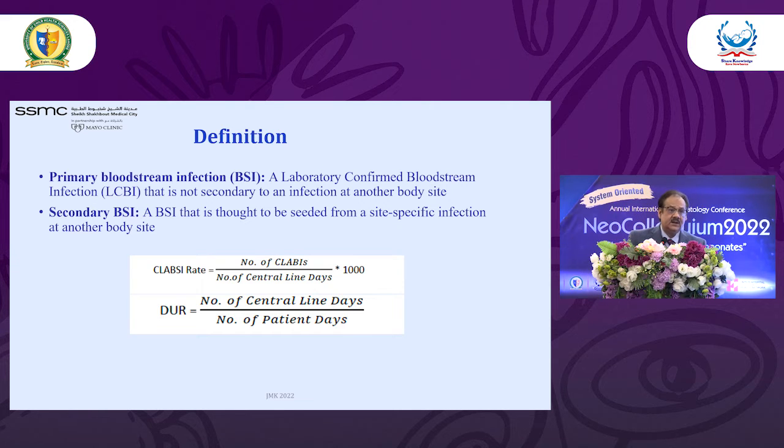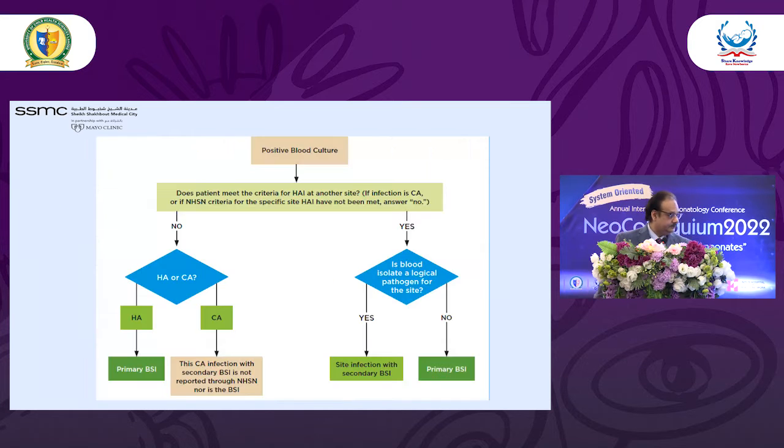The utilization rate, the device utilization rate, you can calculate it by number of central line days divided by the number of patient days. If you are using the central line, you have to have a quality project on that, which we call performance improvement project. And you can all have this data.